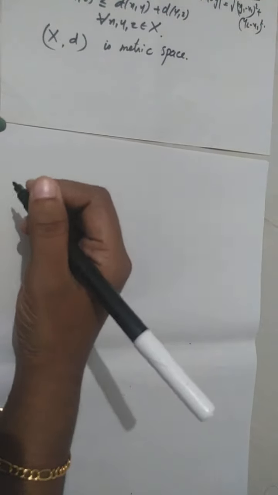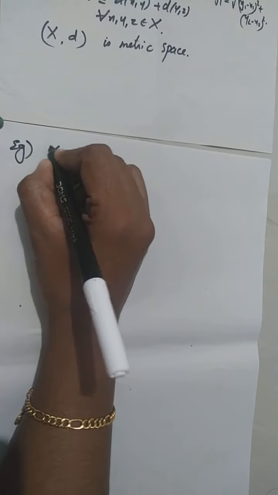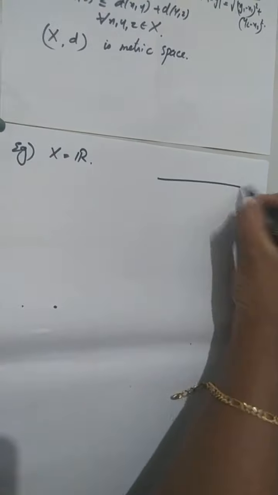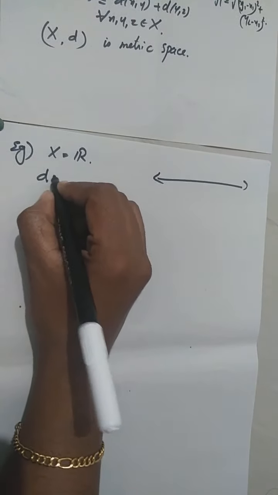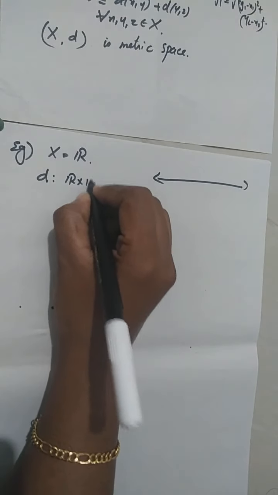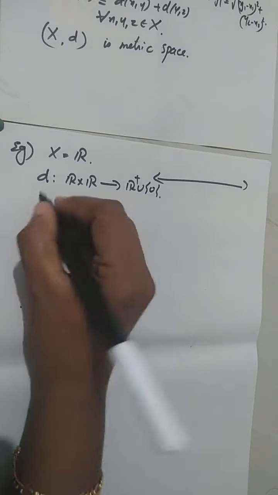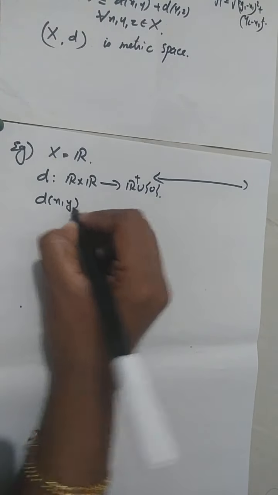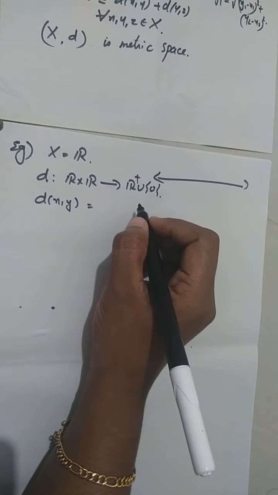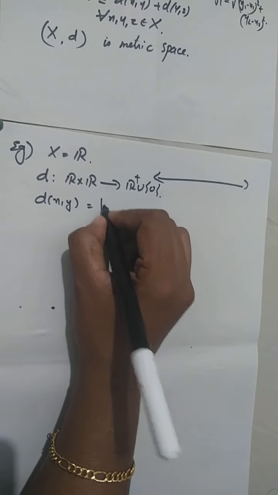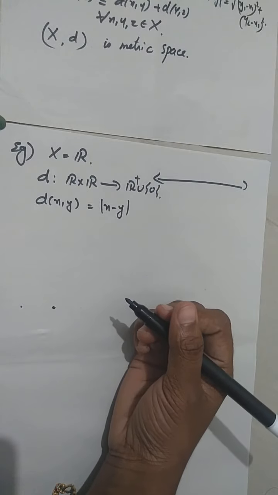Okay. Now we will see what are the examples of metric spaces. For example, consider the set X equal to the real line. Now define D, a metric from R cross R, X cross X, to R plus union set 0, defined by D of xy equal to, we know that the distance between two real numbers is always modulus, either x minus y or y minus x. So we can write it as modulus of x minus y. We take the positive thing only. D of xy is equal to modulus of x minus y.